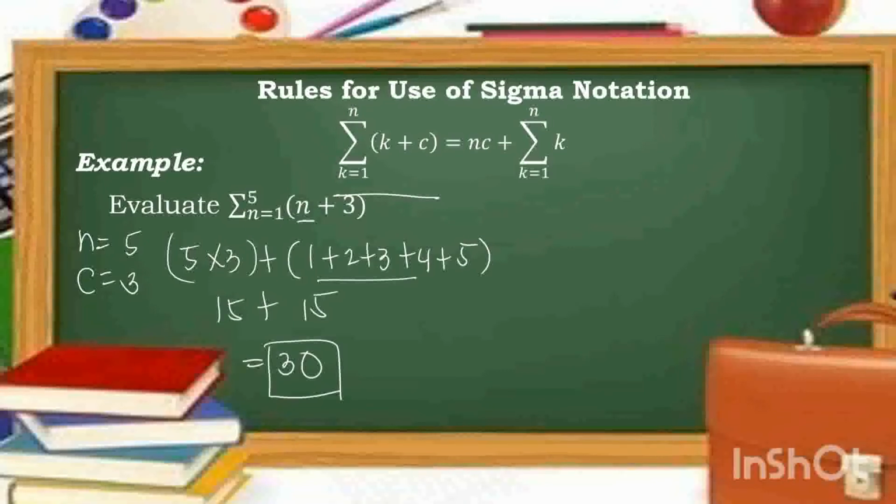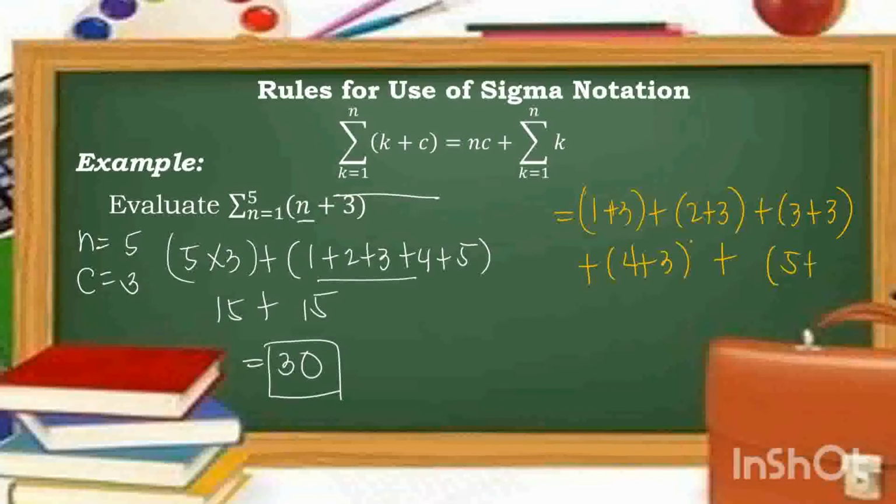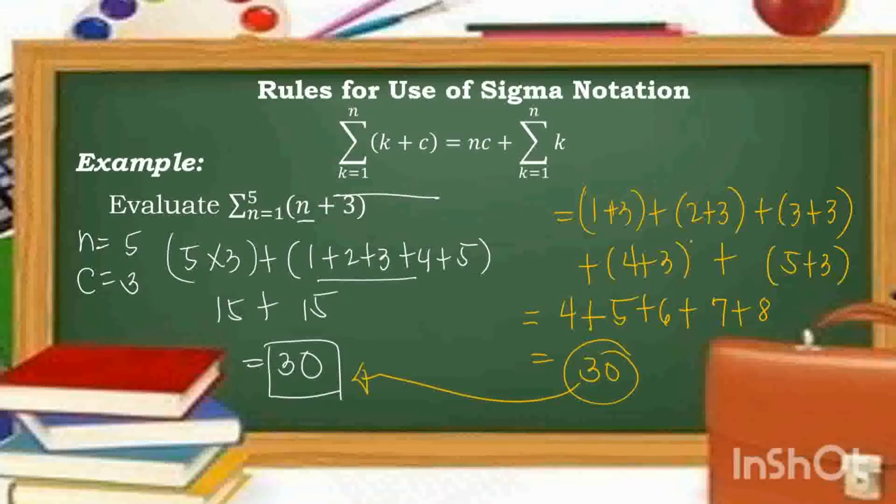So same as 1 plus 3, plus 2 plus 3, plus 3 plus 3, plus 4 plus 3, and plus 5 plus 3, equal to 4 plus 5 plus 6 plus 7 plus 8, which is equal to 30. This is just the same as this.